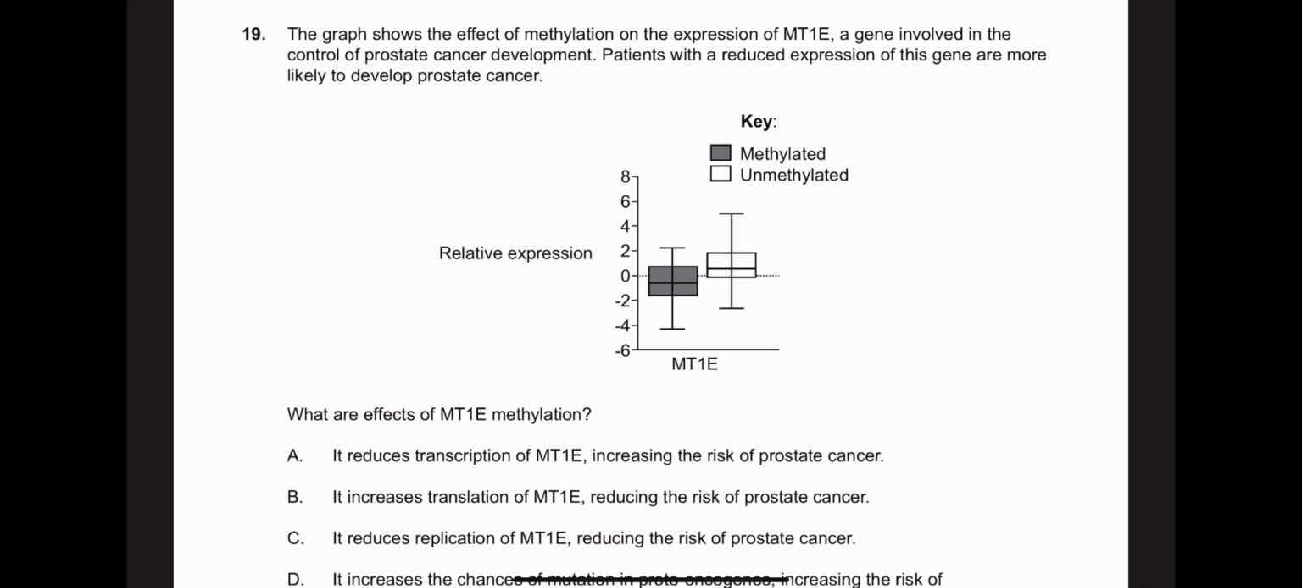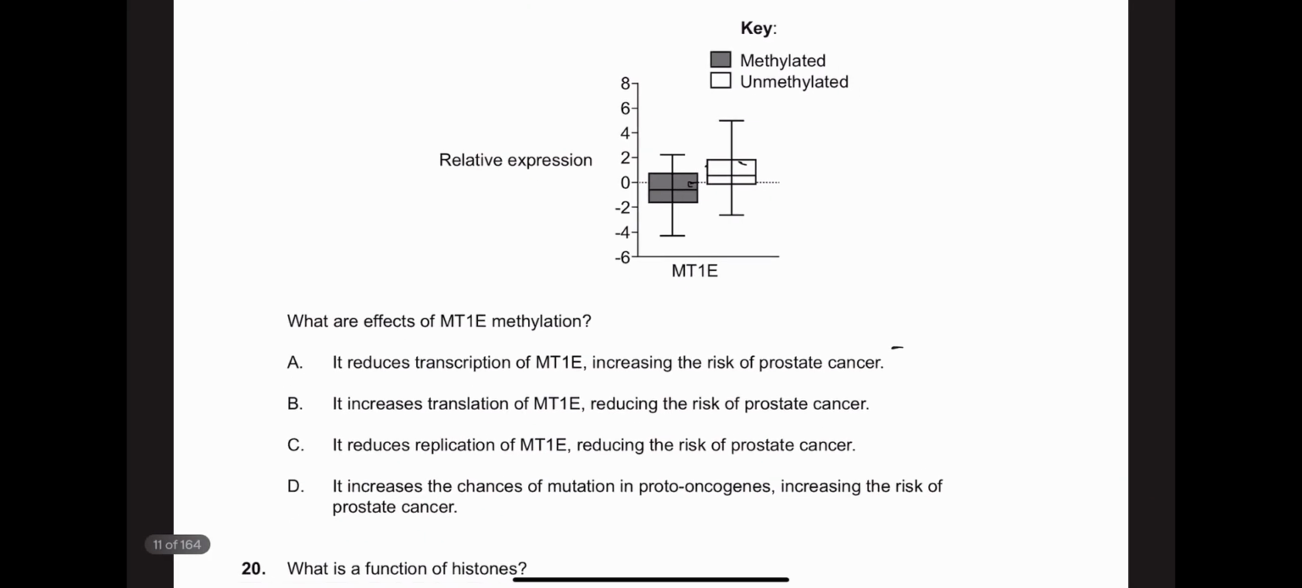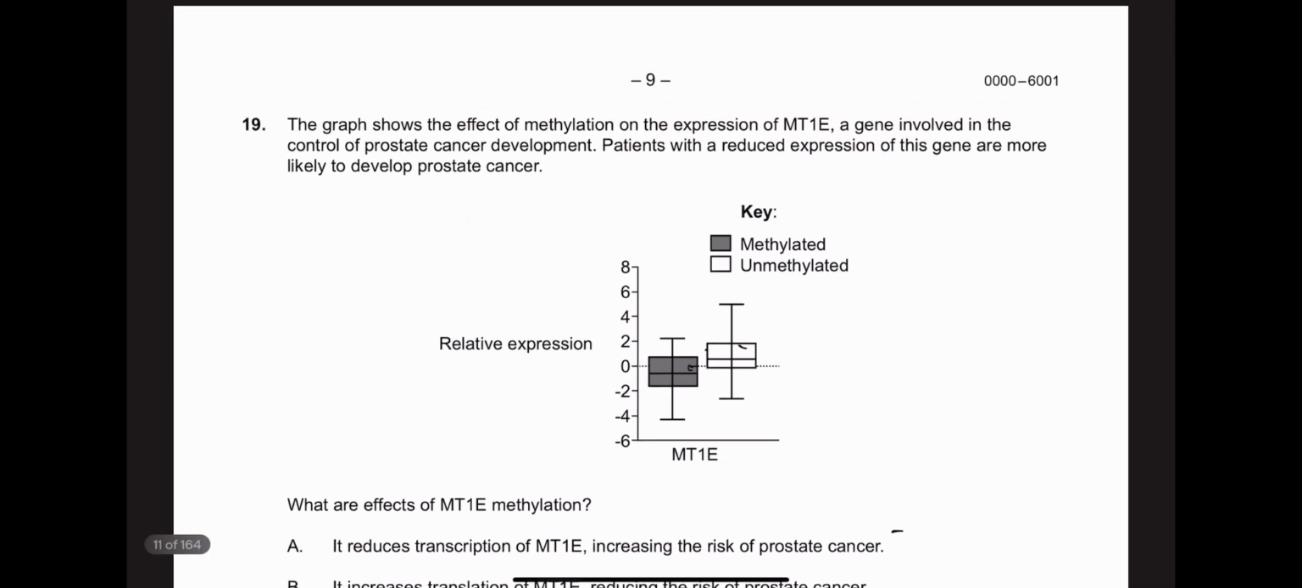Okay, so A. So this is methylated, this is unmethylated. A says it reduces the transcription of MT1E, increasing the risk of prostate cancer. Okay, so that's option A. B, increases translation of MT1E, risk of prostate cancer, okay. It reduces replication of MT1E, reducing risk of prostate cancer. Increases chances of mutation in proto-oncogenes, increasing the risk of prostate cancer.